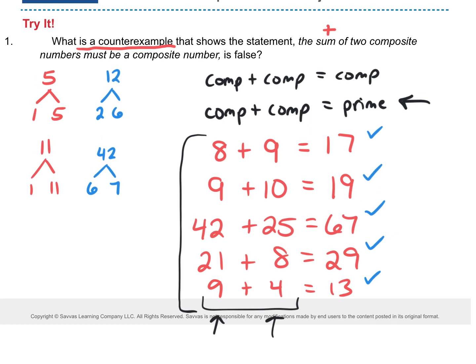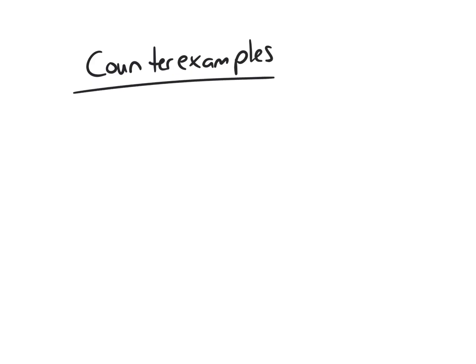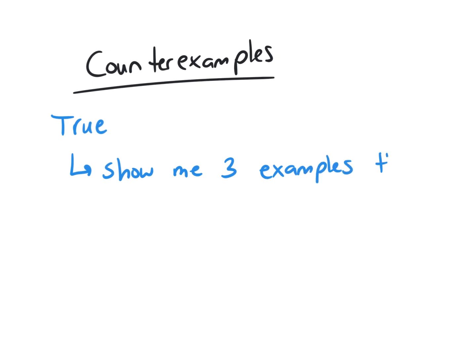One more thing that I need notes on. Just write counterexamples on the side. So if I want to prove something to be true, I want you to show me at least 3 examples that are true. If you think something's true, you need to show me 3 examples that prove it to be true.